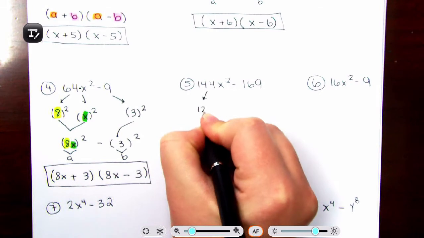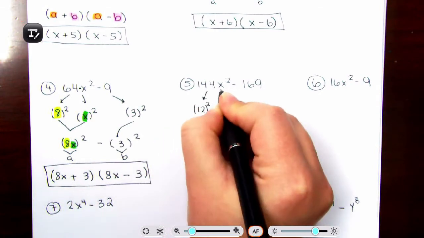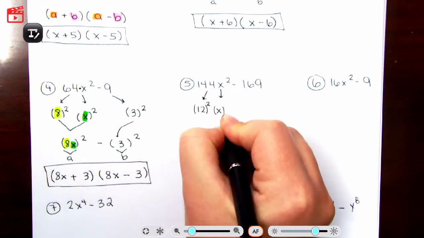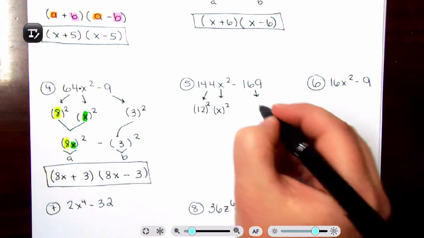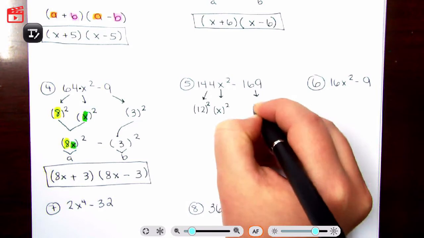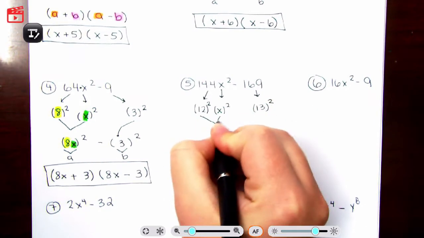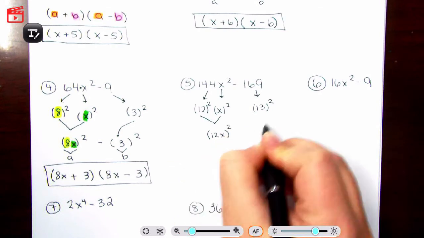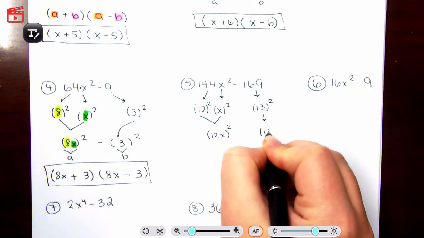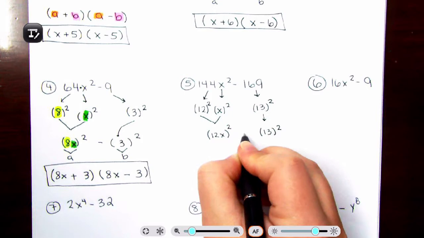That means I have 12 squared. And I have x squared, so that's x squared. Here I have 169, and 169 is 13 times 13, so here's 13 squared. Again, we need to combine these into one bubble, so I have 12x squared. Here I still have 13 squared left over. Still have my minus.